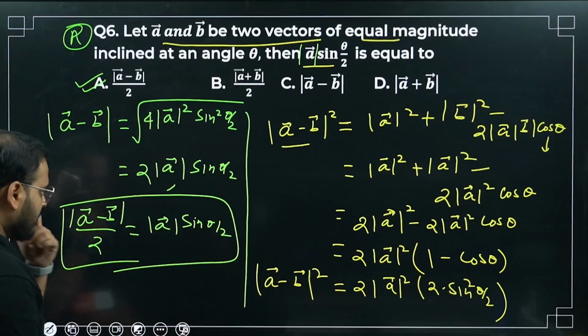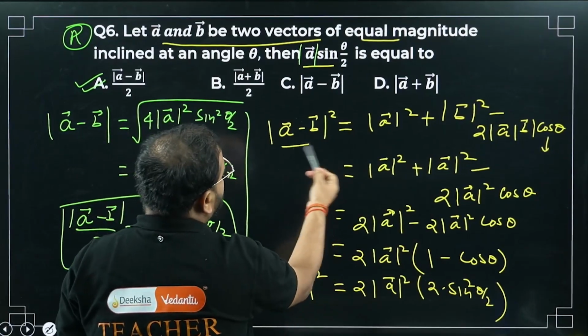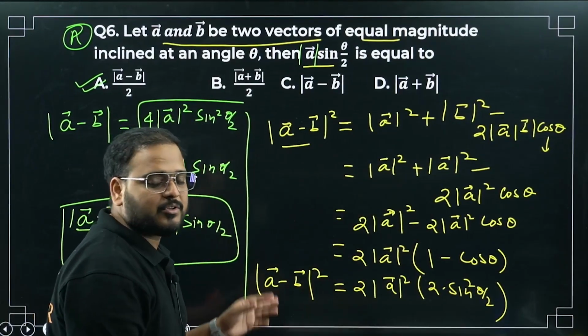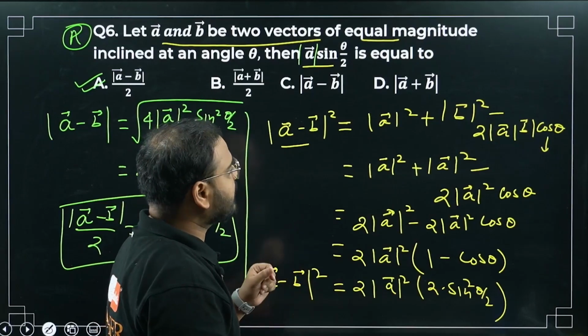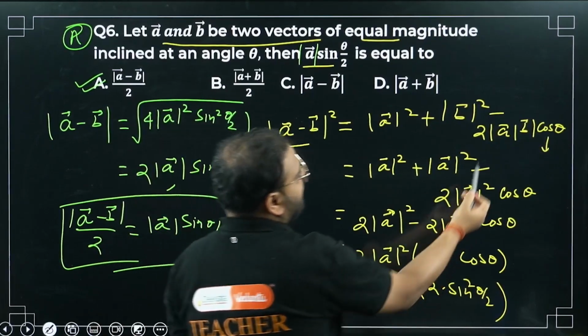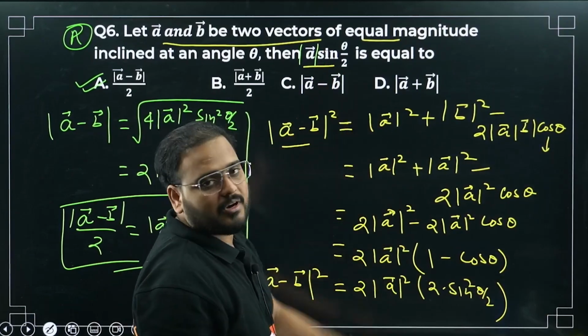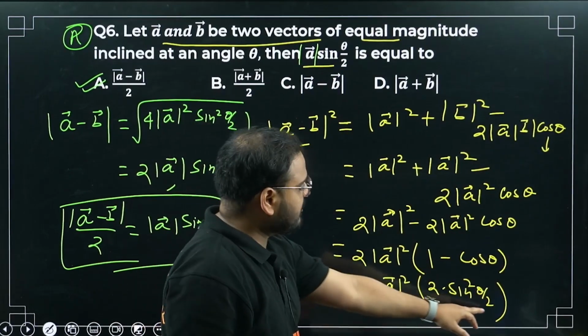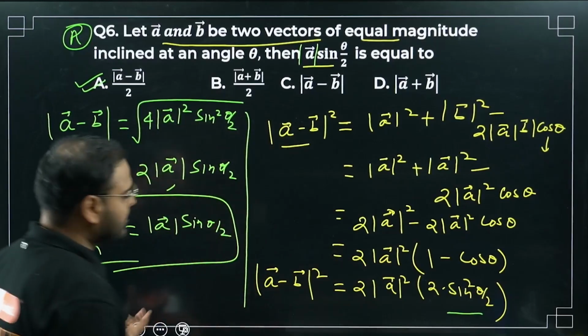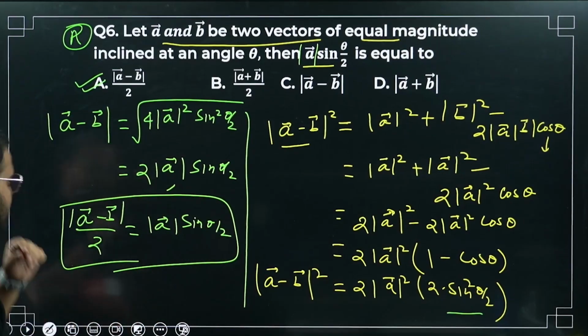Please have a look. What did we do? We looked for the whole square of the mod of vector A minus vector B. Doing this, why? Because I wanted to have this formula 1 minus cos theta. From there I can write this in terms of 2 sine square theta by 2. The same thing is written over here, and the rest is simplification. I hope this is all visible to you.